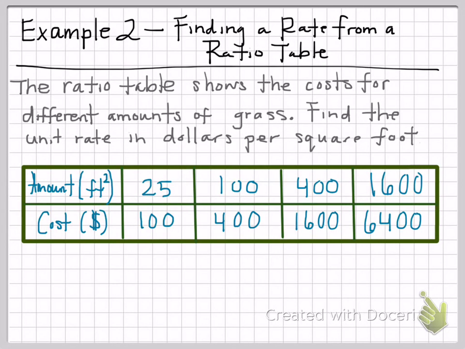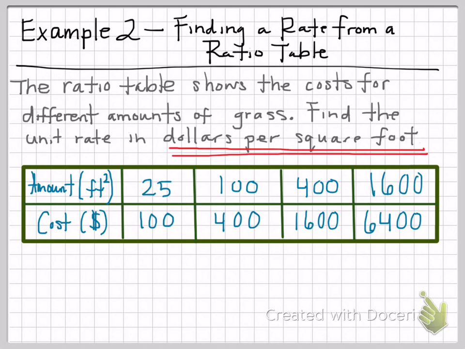Example 2, finding a rate from a ratio table. Alrighty, let's go ahead and read it. The ratio table shows the costs for different amounts of grass. Find the unit rate, let me get out my red marker because I want to point this out to you, it's very important, in dollars per square foot. And again, order does matter, so we want to find dollars first and then square foot.